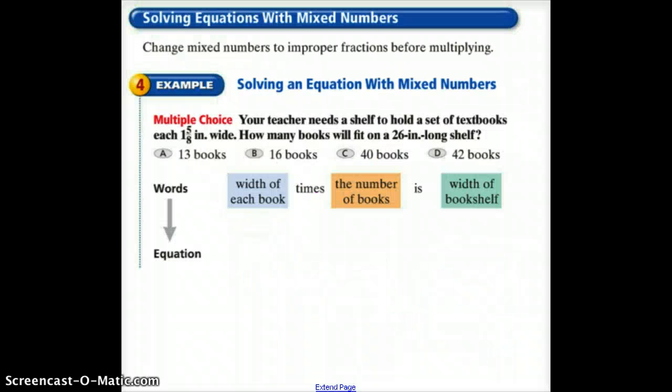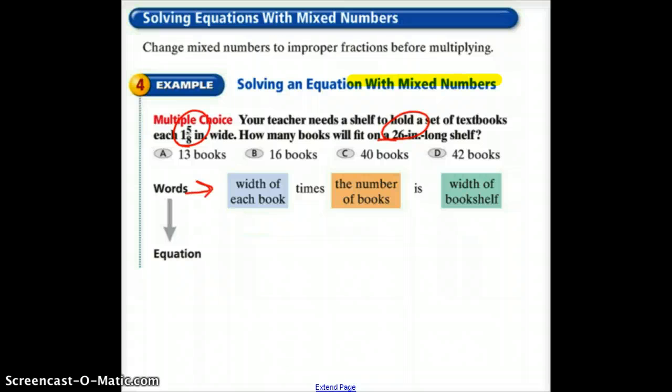All right, last example, solving an equation with a mixed number. Your teacher needs a shelf to hold a set of textbooks. Each book is 1 5/8 inches wide. How many books will fit on a 26-inch long shelf?